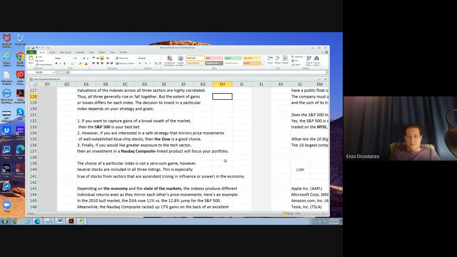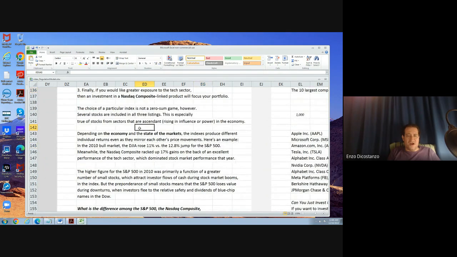Okay, or more exposure to potentially the next Intel, the next technology company, that's going to be the Nasdaq. So it really depends on what your goals are. It's not a zero-sum game. Some stocks are on all the listings.